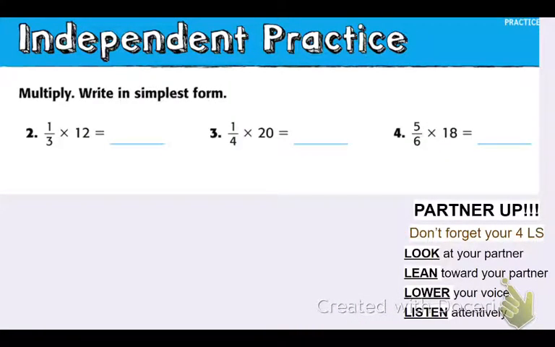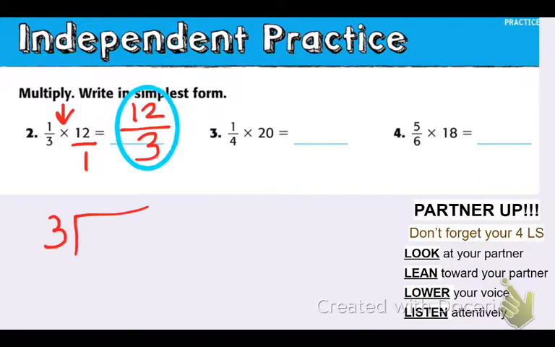All right, moving into independent practice, we have to multiply and, of course, write it in simplest form. 1/3 times 12. Step 1, make that whole number turn into a fraction. Put it over 1. Step 2 is to multiply or times. 1 times 12 is 12. 3 times 1 is 3. Step 3 is to go ahead and simplify.